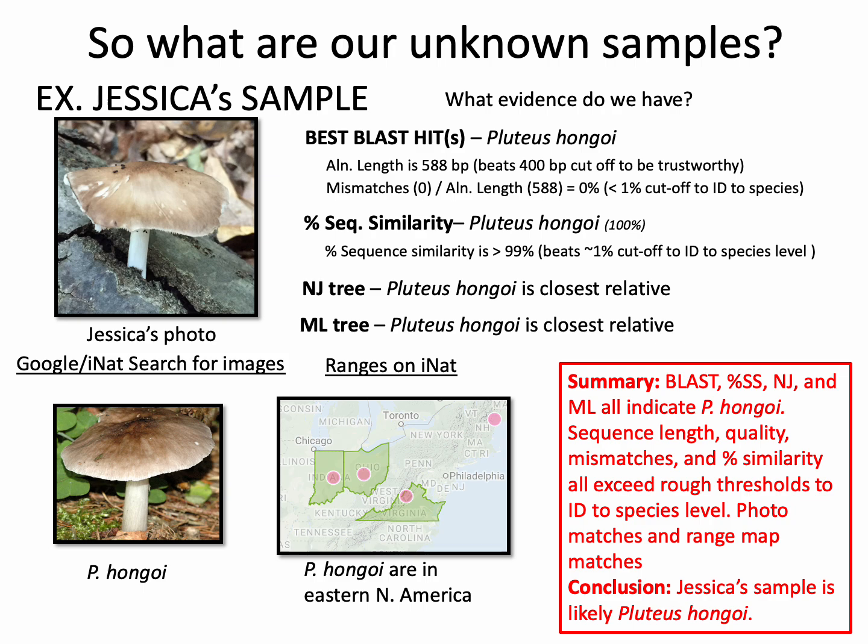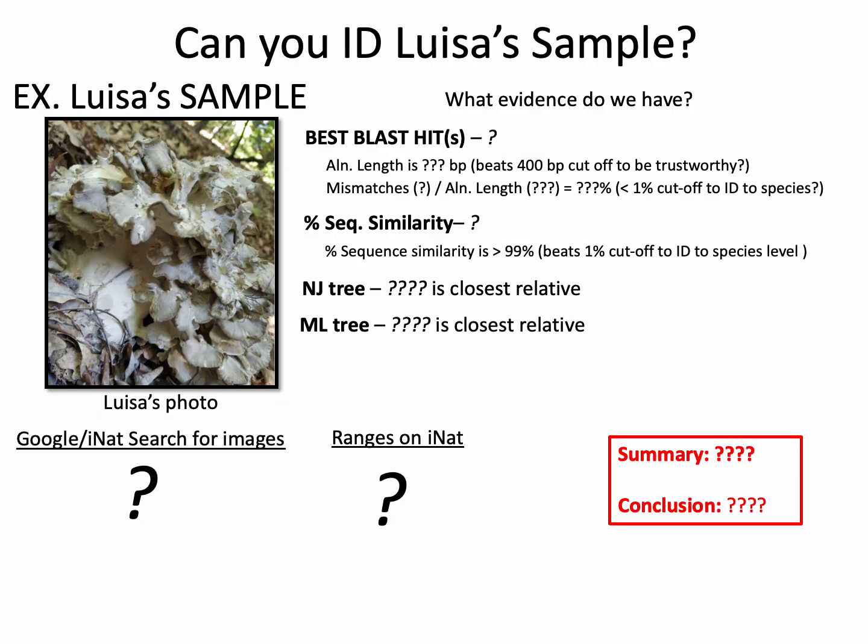Our BLAST, percent sequence similarity, neighbor joining tree, and ML tree all support IDing the sample to Pluteus ongoi. Sequence length, sequence quality, the number of mismatches, and the percent similarity all exceed the rough thresholds to ID to the species level, and our photo and range maps match. So the conclusion we can probably safely draw from this is that Jessica's sample is likely the species Pluteus ongoi.